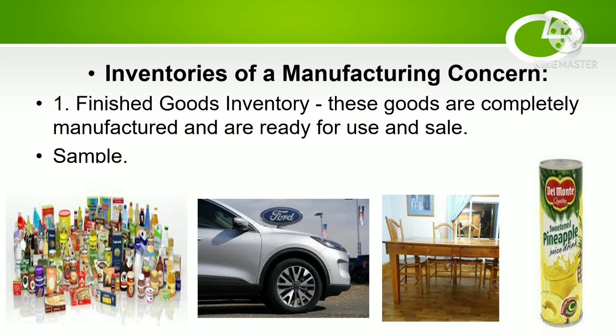So I would like to introduce to you as well the inventories of a manufacturing company. So the first is finished goods or finished products. These goods are completely manufactured and are ready for use and for sale. Sample, so sample is mga products nga makita halos kasagaran sa groceries.